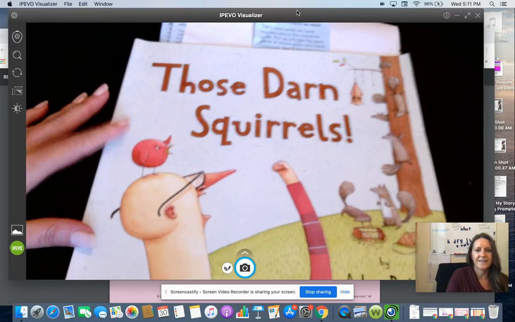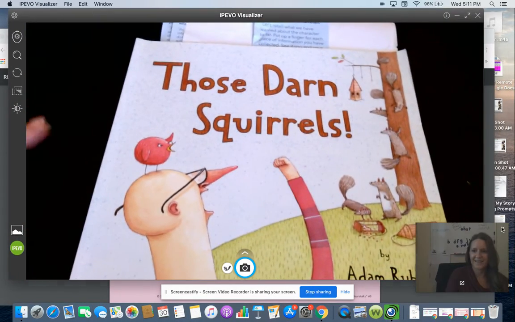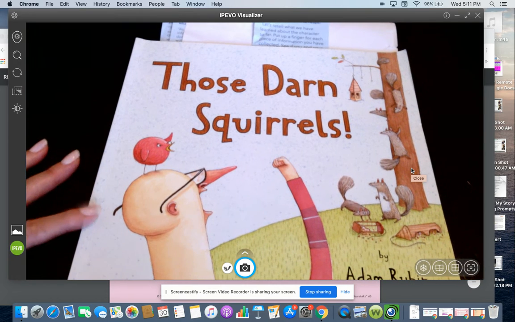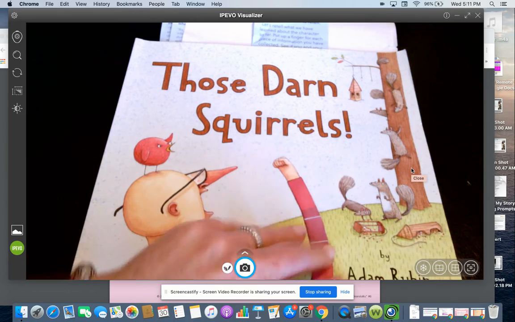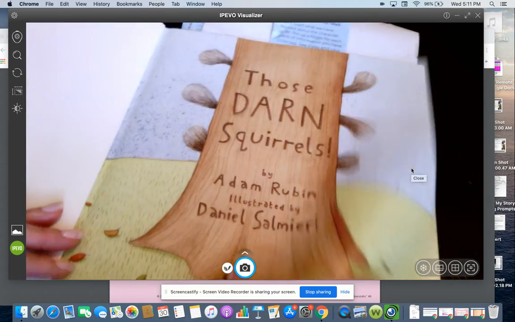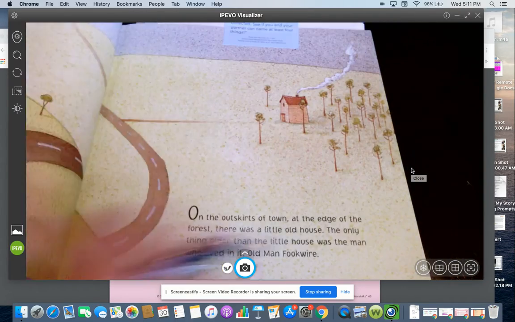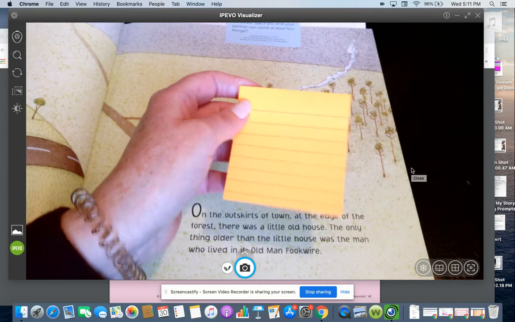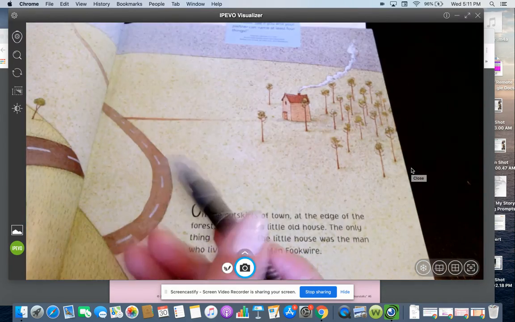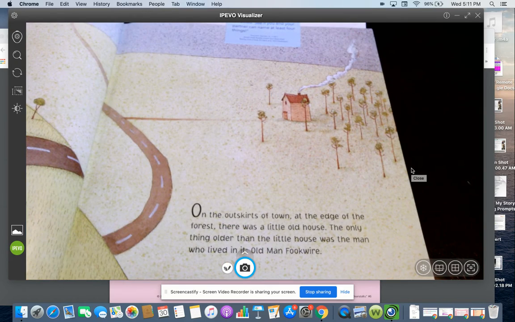All right, so Those Darn Squirrels by Adam Rubin, illustrated by Danielle Salmieri. Now you're already familiar with the story, so we're just going to practice this strategy. And for this strategy, I need my Post-its or stickies and something to write with. I'm going to use a marker so that you can see it a little bit better.